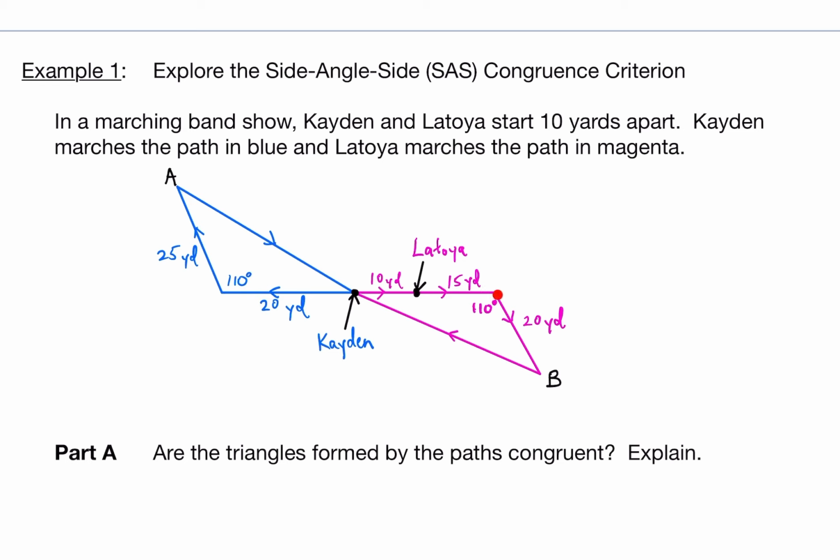Latoya also moves 20 yards, so we see that. We have two of the same thing. Then Caden shifts gears at 110 degrees. Latoya also shifted gears at 110 degrees. And then Caden moves 25 yards. Latoya moves from here to here. That total is also 25 yards, okay?